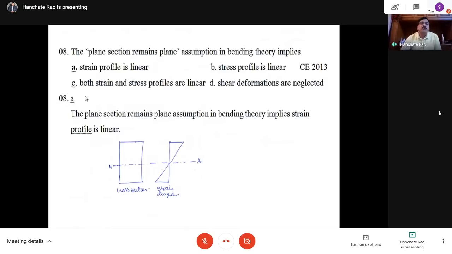Somebody can jump to C, both strain and stress profiles are linear. Here, actually, when the strain profile is linear, the stress profile is also linear. But that is not because of this assumption. The plane sections remain plane assumption is leading to the strain profile being linear. So you should not jump to C. You should provide answer A as the correct answer.